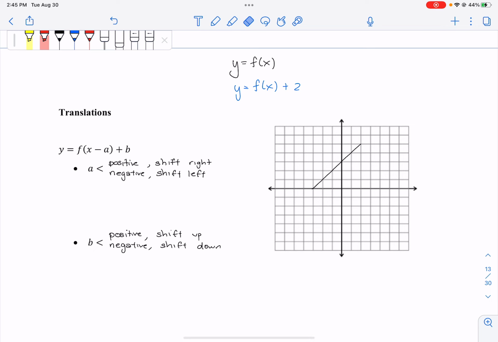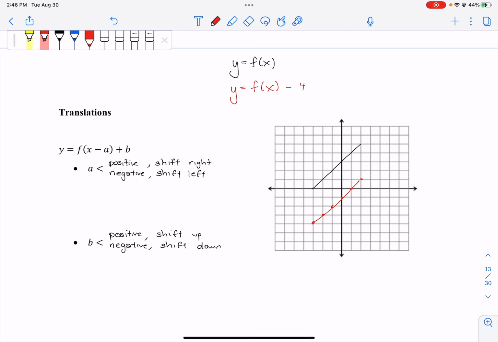And then if I want to do the opposite, let's say I want to do y is equal to f of x minus 4, then every single one of my points goes down 4 spots. Because see, 1, 2, 3, 4. Okay. And that's my new line.